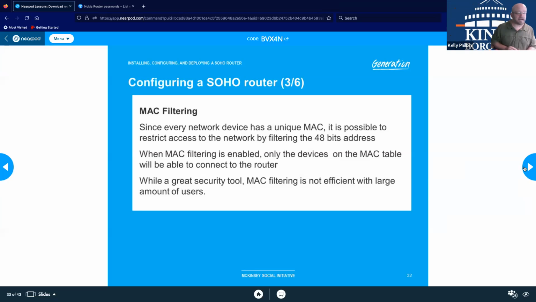However, it's not hard to figure out what somebody's MAC address is. And when you create a virtual machine, you can manually put in whatever MAC address you want. So you can do what's called spoofing a MAC address and bypass MAC filtering relatively easily. So technically it's a security feature, though not a really robust one.